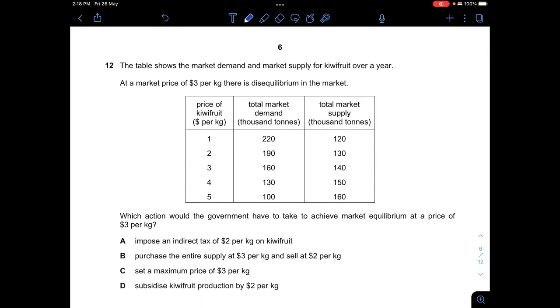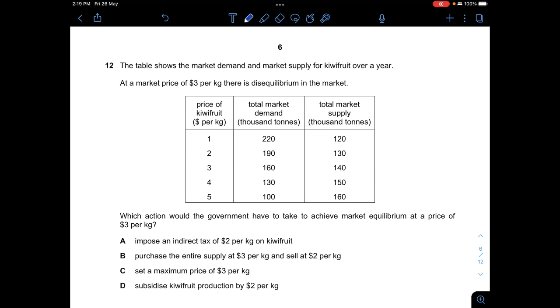Question 12, the table shows the market demand and market supply for kiwi fruit over a year. At a market price of $3 per kilogram, there is a disequilibrium in the market. Which action would the government have to take to achieve market equilibrium at a price of $3 per kilogram? You can see that at $3, the total market demand is 160,000 tons. If we were to achieve the same 160,000 tons for the supply, it must be at $5. So the government has to do some intervention here.